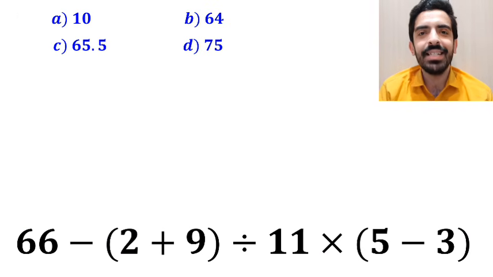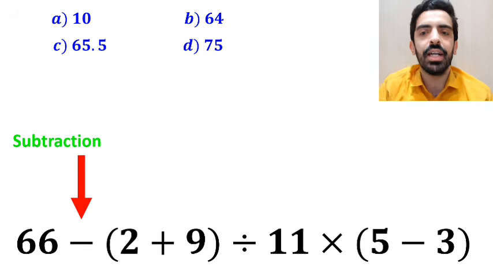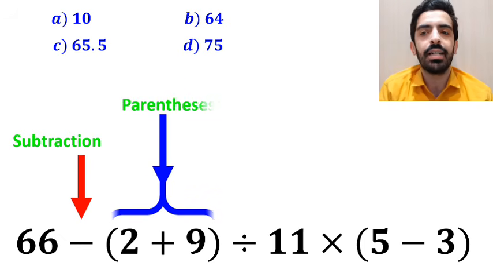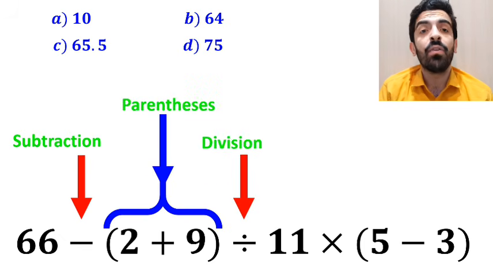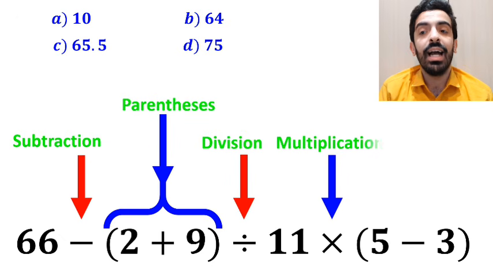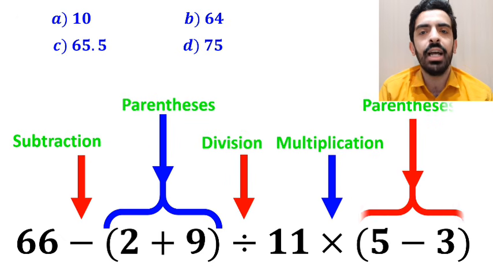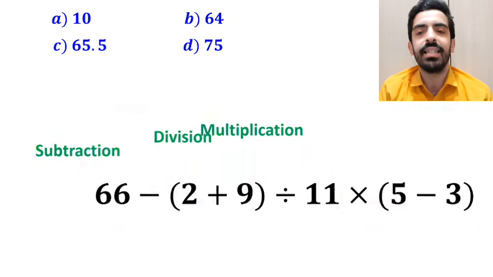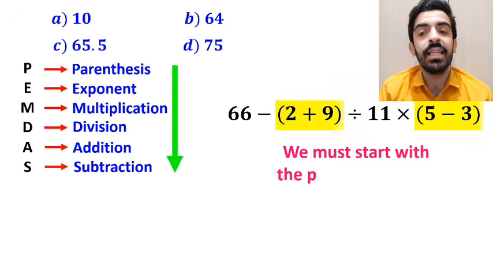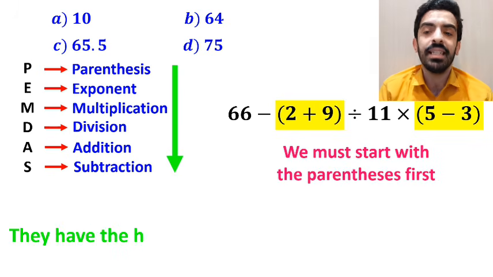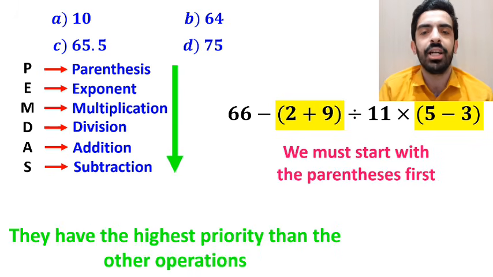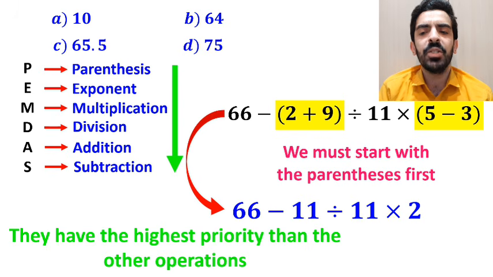Alright, as you can see on the screen, in this expression, first we have a subtraction sign, then parentheses, followed by the division sign. After that, we have a multiplication, and finally another parenthesis. We must start with the parentheses first, because they have the highest priority among the operations. So, this expression simplifies to 66 minus 11 divided by 11 times 2.